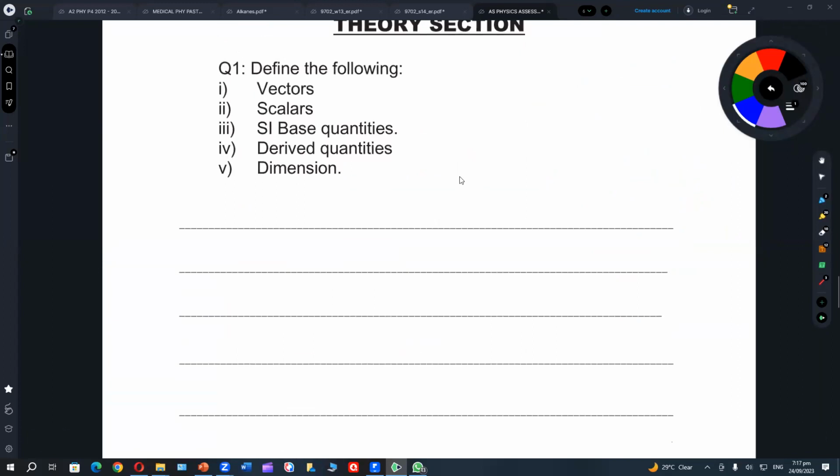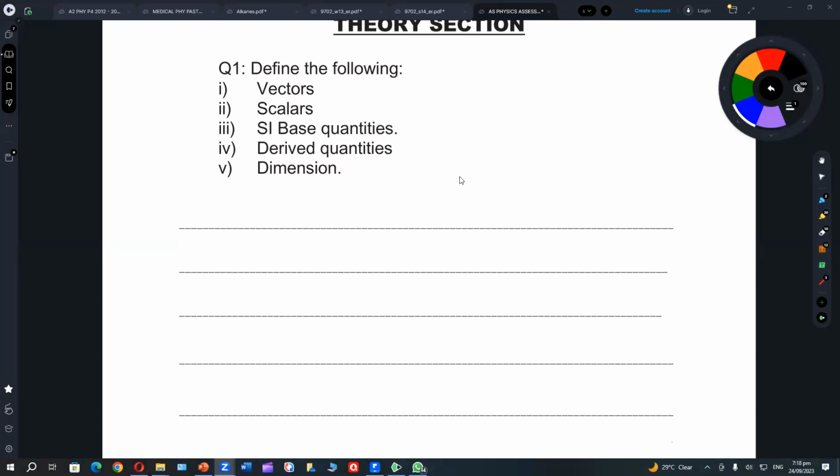Okay, define the following. These definitions are simple. Vectors are those quantities which have a direction and a magnitude. Scalars are those quantities which do not have a direction, only magnitude.